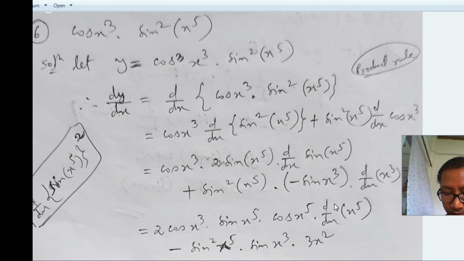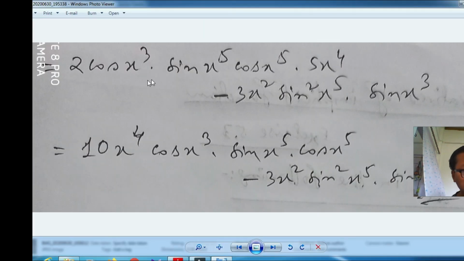Okay, it is like this, that x to the power 5 differentiation is 5x to the power 4, so ultimately the answer will come like this. And if we multiply 5 and 2, then we'll get 10, and this answer is like this.